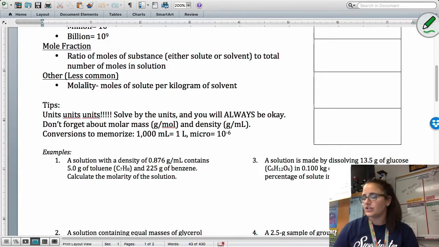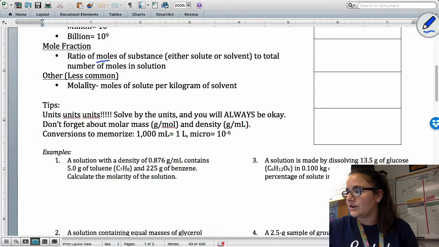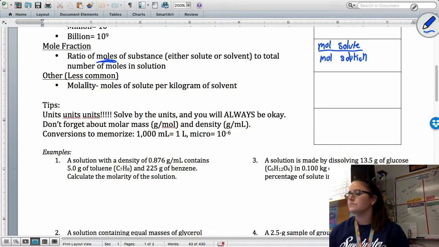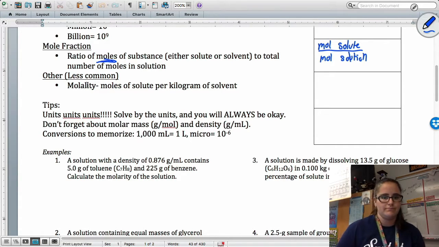Another one you'll see on occasion is a mole fraction. We've already done this for gases, but you can use it here too. It's the ratio of the moles. So it is your moles of solute over your moles of solution. Okay, moles of solute over total moles.